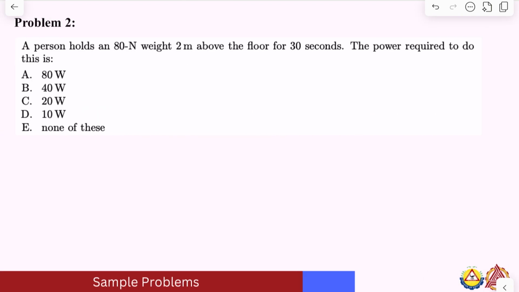Okay, so for problem 2, this is just a trick question. I'm hoping you can answer this one. Okay, let's try to solve this problem. A person holds an 80 Newton weight 2 meters above the floor for 30 seconds. The question is, the power required to do this is A, 80 watts, B, 40 watts, C, 20 watts, D, 10 watts, or E, none of the above.